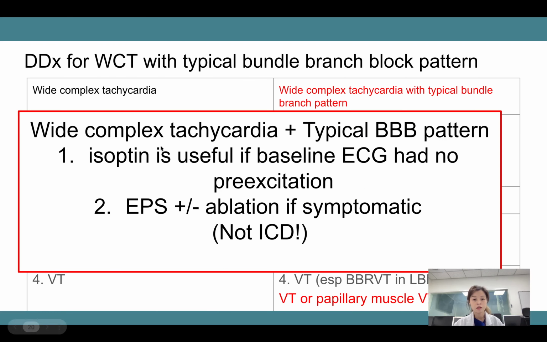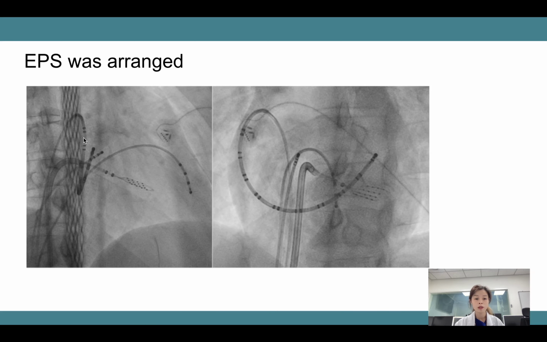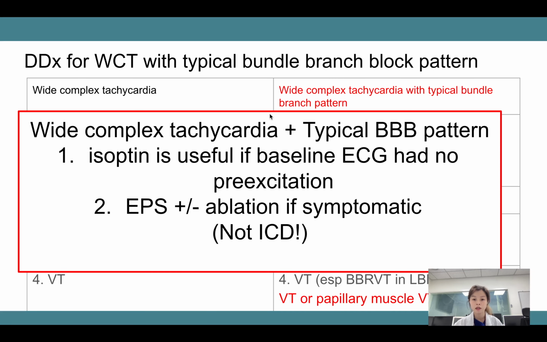So please remember that for patients with wide complex tachycardia together with typical bundle branch block morphology, we may consider isoptin, which would be useful if the baseline ECG does not have any pre-excitation. Secondly, if the patient is symptomatic, we should refer the patient for EP study and ablation, but not ICD implantation.